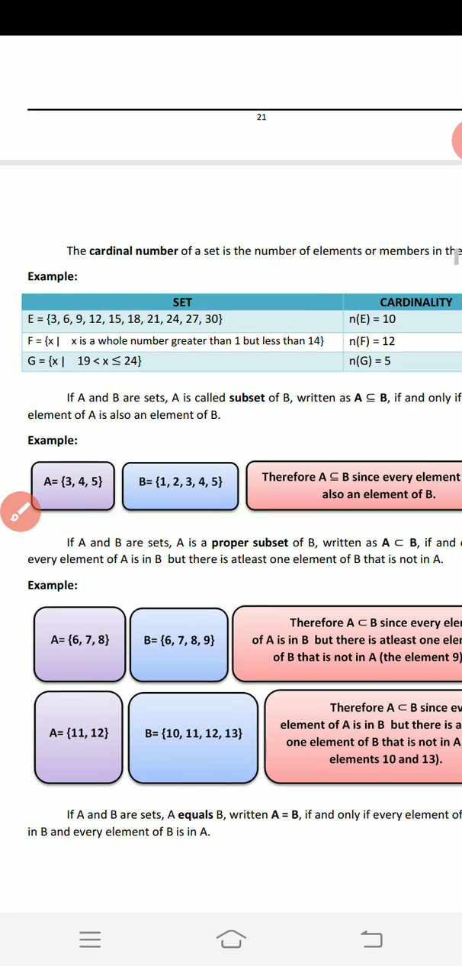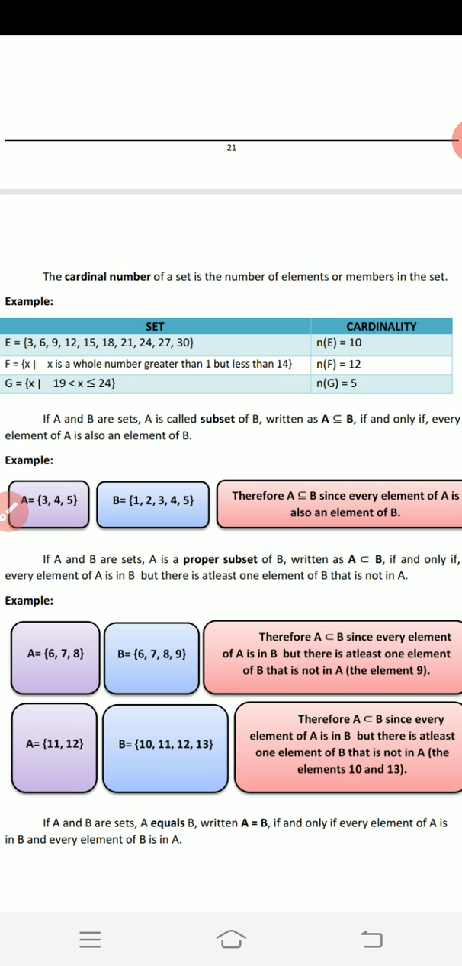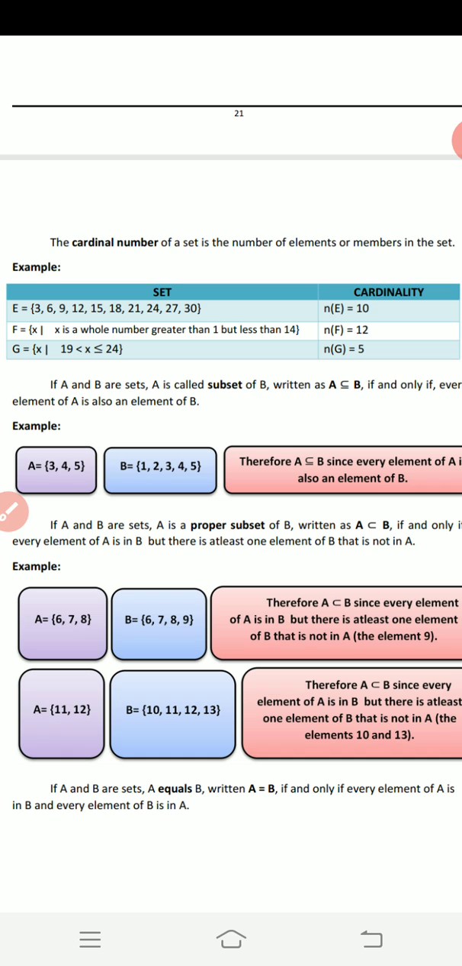Okay. Cardinal number of a set is the number of elements or members in the set. So for example, set E contains the elements 3, 6, 9, 12, 15, 18, 21, 24, 27, 30. So when you are going to count the number of elements in set E, we have the cardinality of 10. So n of E is equal to 10. So basta, cardinality talks about the number of elements of the set.